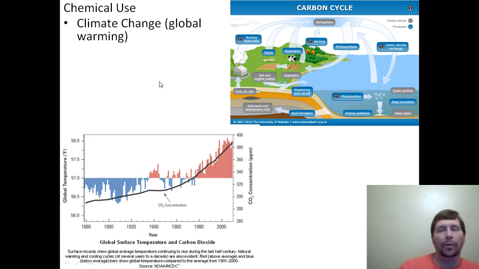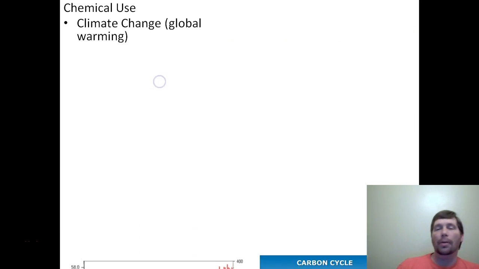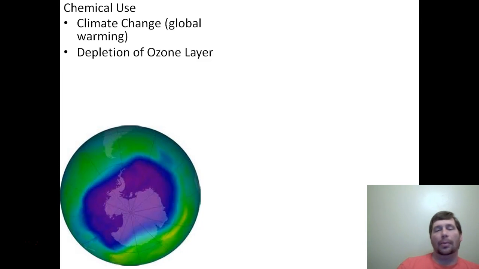I'm going to mention a couple other chemicals that humans have used that have had a pretty nasty effect on the planet as well. The first one we need to talk about is the depletion of the ozone layer. This picture you're looking at is based on satellite imagery, and this purple area right here is the hole in the ozone layer.